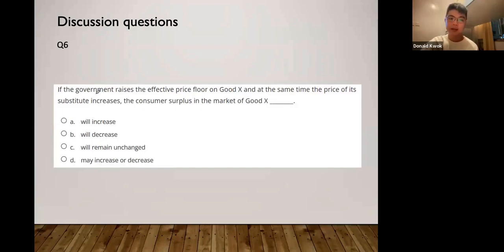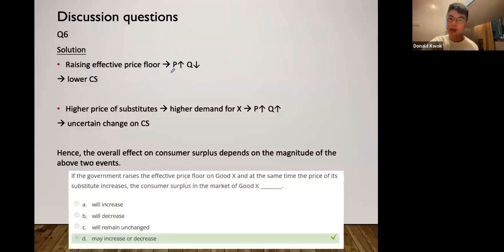And the first event, the government raises the effective price floor on good X. Then in this case, the price will increase while the quantity transacted would fall. So from the perspective of a consumer, a higher price is a bad thing, while a lower quantity is also a bad thing. So raising an effective price floor must cause a decrease in consumer surplus. So this is about the first event.